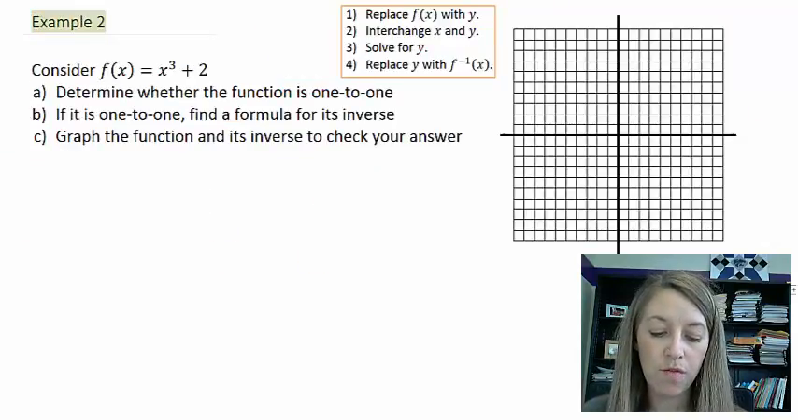First, we want to prove that our function is one-to-one. Second, if it is one-to-one, find the formula for the inverse. And third, graph that function to double check that it is in fact folded over the line y equals x and that we have that inverse for that function. At this time, I suggest that you pause the video and see if you can do these 3 steps all on your own.